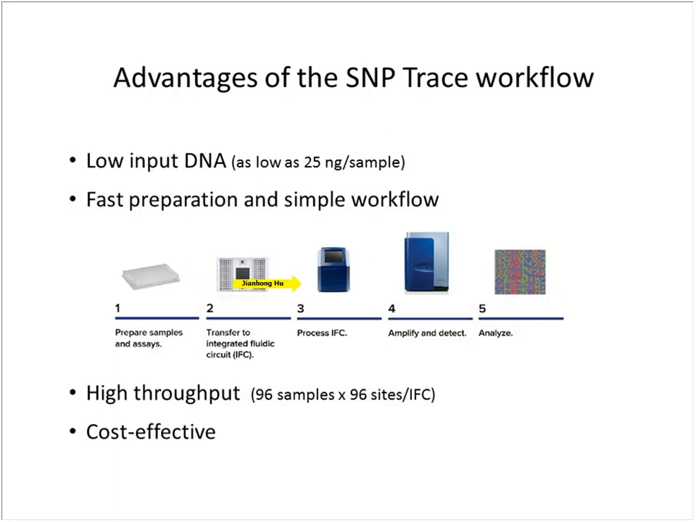And then the assays and the samples are processed in the IFC controller and then moved into the Biomark system, which is a combination of a real-time PCR machine and a fluorescence scanner. And then the data are ready for analysis. So it's kind of high throughput. On each chip, we can do 96 sites for 96 samples at the same time, so it's more than 9,000 genotypings on one chip. It is cost effective. Reagent-wise, it costs less than $10 per sample.